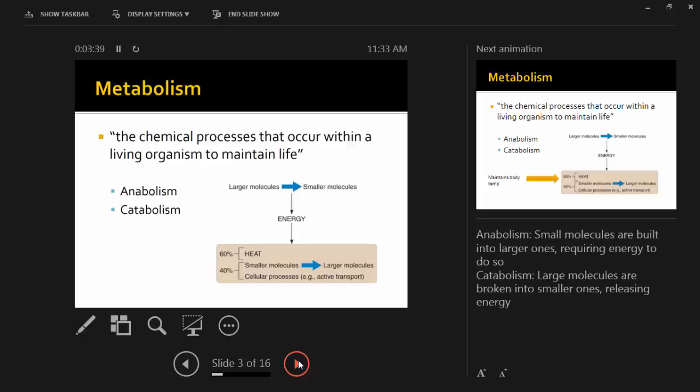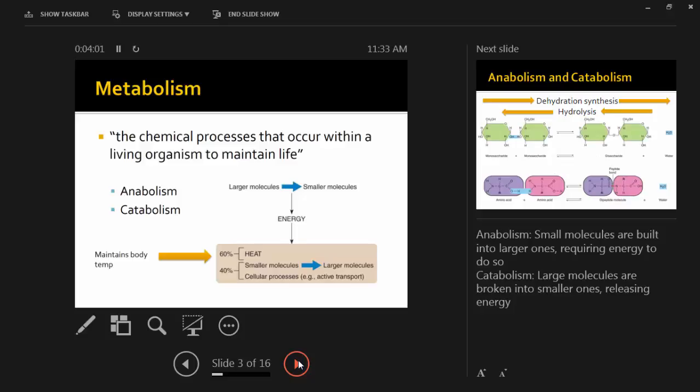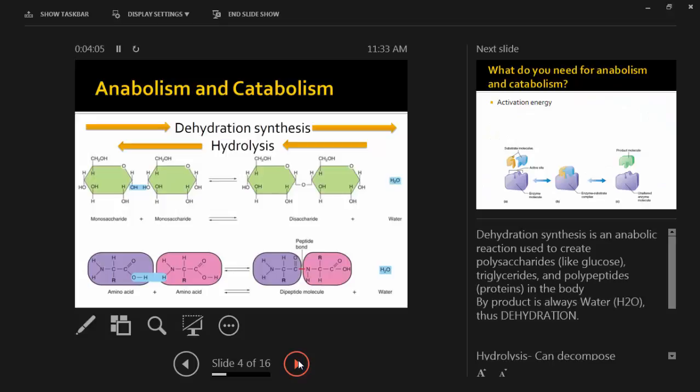You know, your 98.6 degrees that keeps you warm is from the breakdown, the catabolic reactions that happen in your body. And then the remaining 40% of the energy that's produced goes to building larger molecules from smaller ones and to cellular processes such as active transport. These are examples of anabolic and catabolic reactions, just so you can see them.